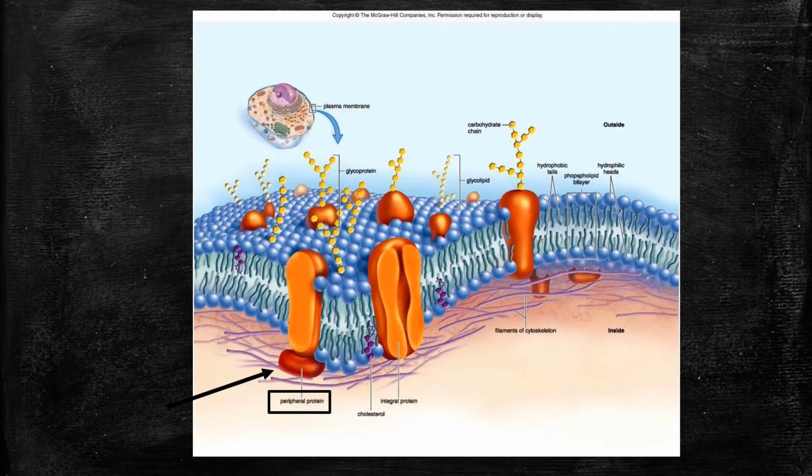The other type of protein that we have within our membrane is what we call a peripheral protein. That just means that it is only on one side of the membrane or the other, so it doesn't go through the entire membrane. This example here looks like it's on the intracellular side. It can also be on the extracellular side as well, but not in both.